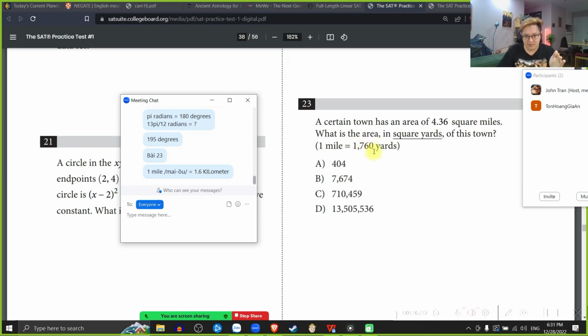So 1760 yards. 1760. Okay. So they ask you what is the area in square yards of this town.